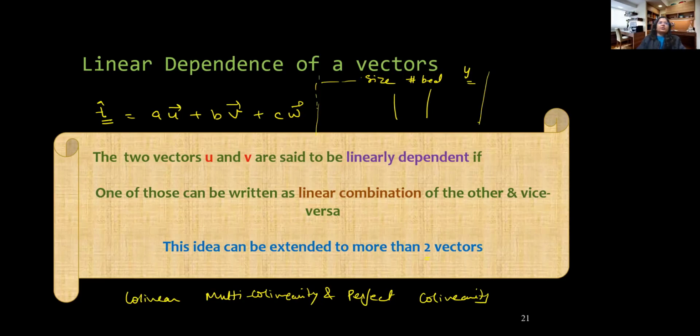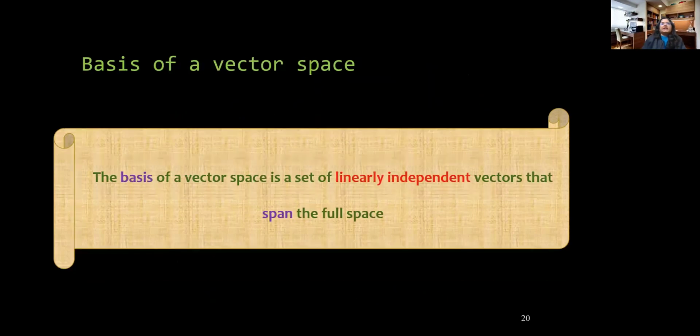So we have talked about linear dependence, we have talked about linear combination, we have also talked about span of vectors. And one more thing we can discuss is the basis of a vector space. Basically, a basis is a set of linearly independent vectors that span the full space. Means the vectors which can explain the full space. When we say span the full space or explain the full space, what does this mean? For example, you have two vectors.